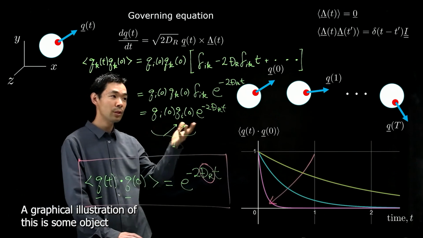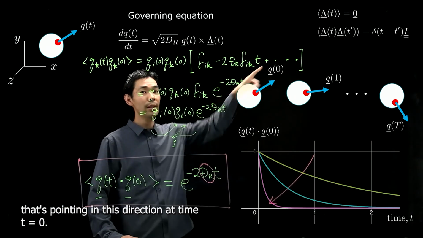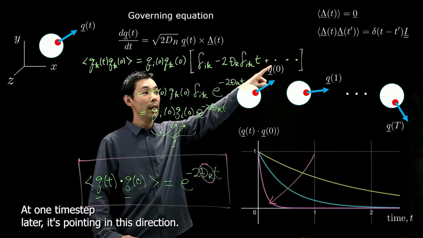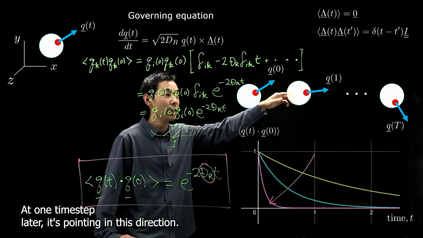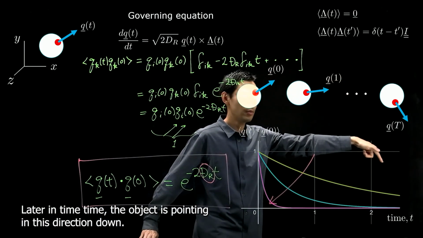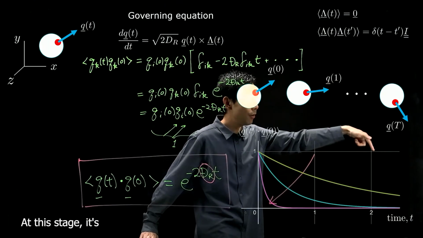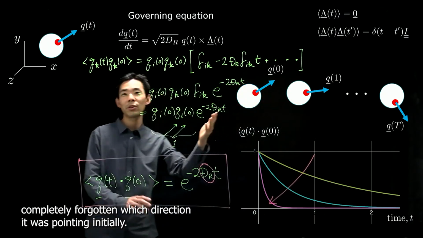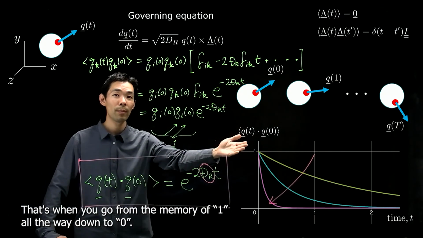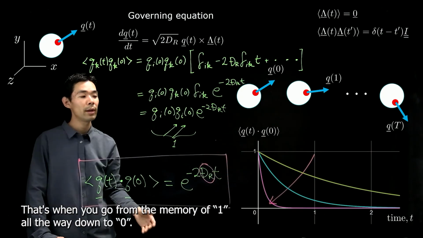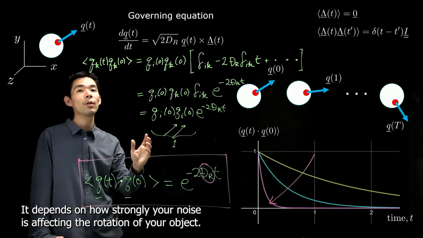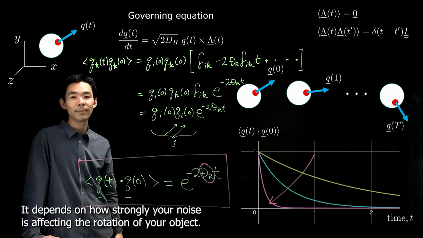So a graphical illustration of this is you have some object that's pointing in this direction at time t equals 0. At one time step later, it's pointing in this direction. Much later time, it's pointing in this direction, down. So at this stage, when it's pointing down, it's completely forgotten which direction it was pointing initially. And that's where you go from the memory of 1 all the way down to 0. And it depends on how strong your noise is affecting the rotation of your object.